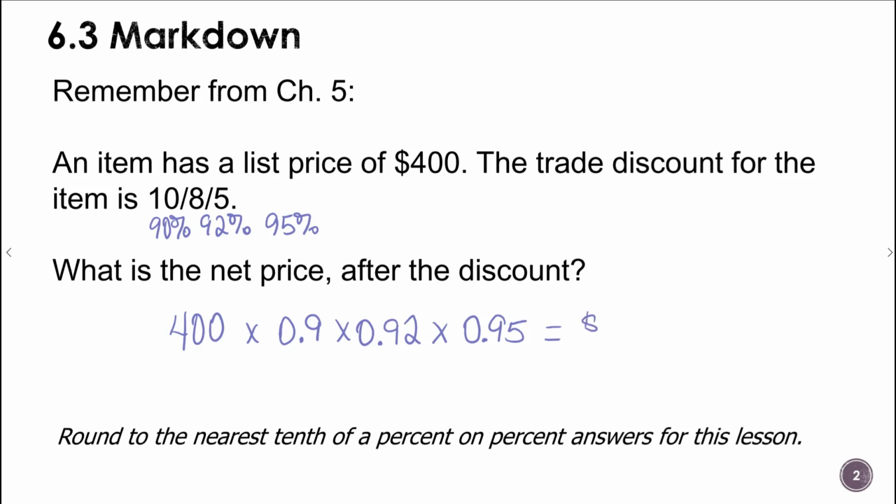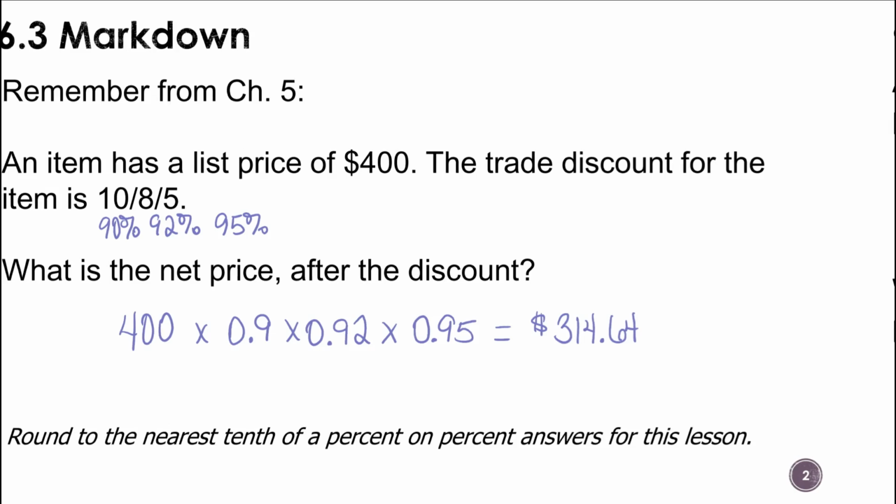And then in one calculation, we're able to get the net price with the discount taken off. So that gives us 314.64. And if you wanted to find the amount of the markdown, you would just take 400 and subtract the 314.64. Notice this says round to the nearest tenth of a percent on percent answers for this lesson.